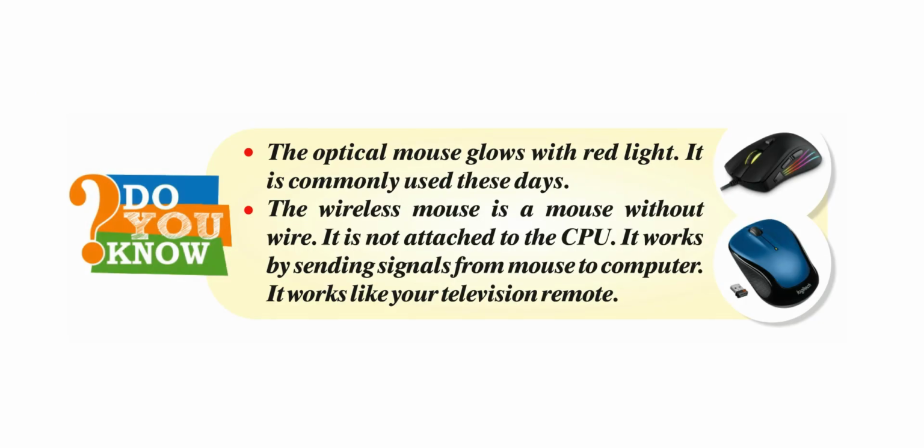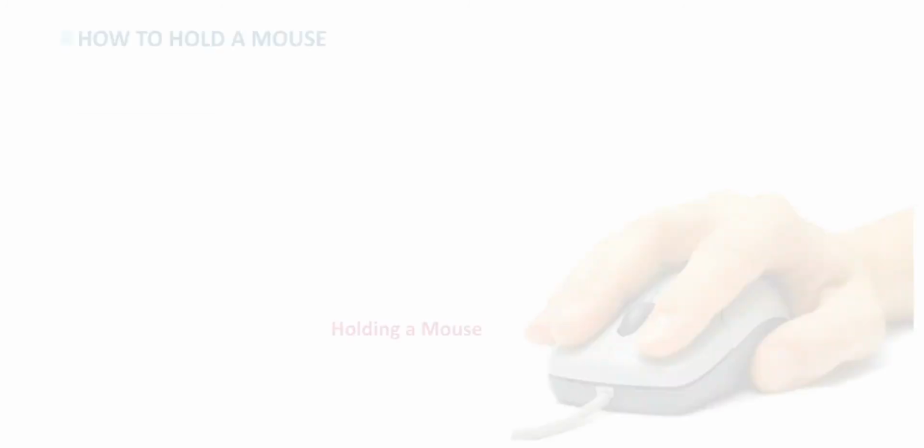Do you know, the optical mouse glows with red light? It is commonly used these days. The wireless mouse is a mouse without wire. It is not attached to the CPU and works by sending signals from mouse to computer. It works like your television remote.